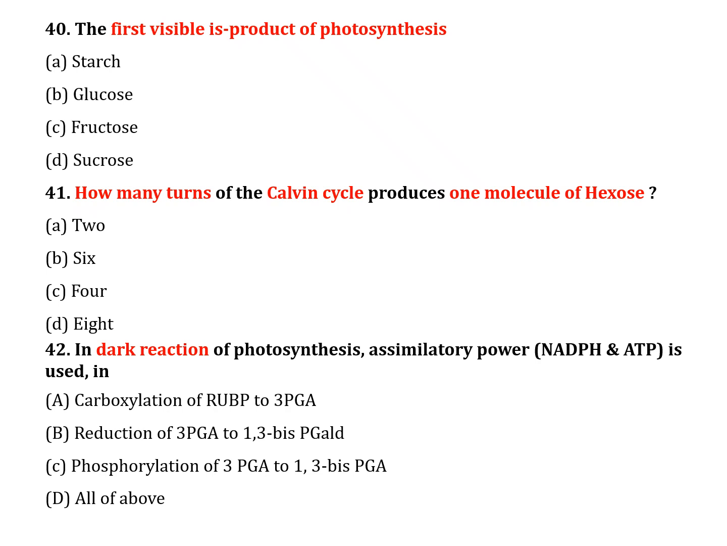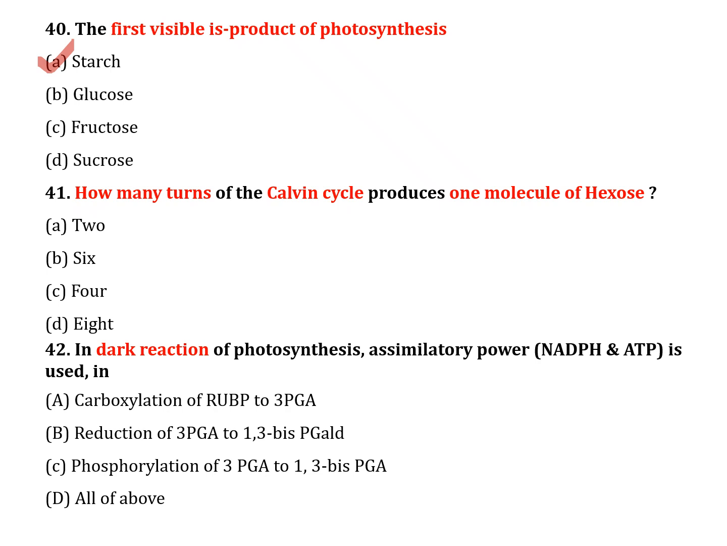The next question, number 40. The first visible product of photosynthesis is option A, starch. Option B, glucose. Option C, fructose. Option D, sucrose. The correct answer is option A, starch. In photosynthesis, glucose is formed initially, but later it is converted into starch, and starch is the first visible product.